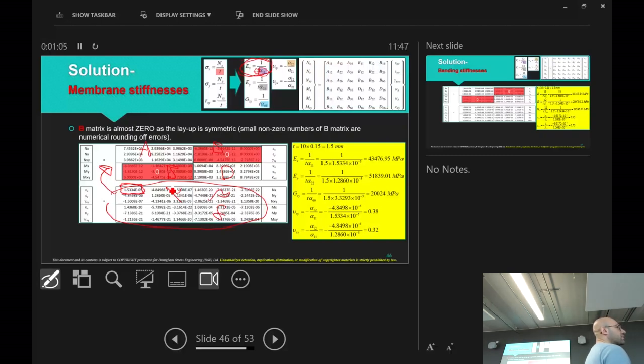Even though we're given it at the beginning, that E is associated with one ply only, in the direction of the ply. So your ply could be oriented at 45 degrees, the other ply could be oriented at 0 degrees, the other ply at 30 degrees.